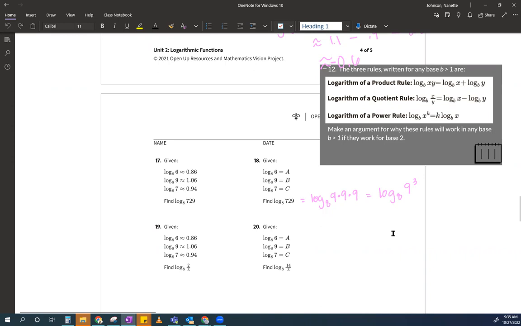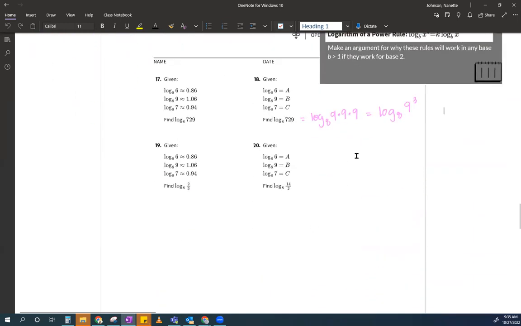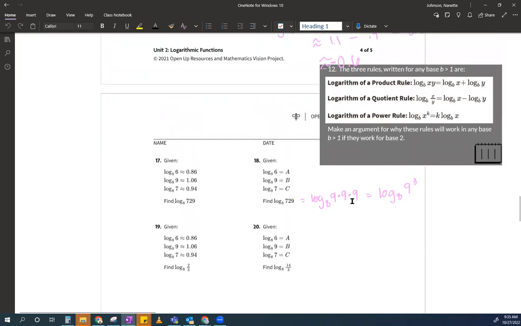Okay. So 13, we used the quotient rule. And 16, we used both the quotient rule and the product rule. Very good. All right, let's do this one. So if you wrote this out using the product rule, it would be log base 8 of 9 plus log base 8 of 9 plus log base 8 of 9, right? I'm trying to do this so that you can see that no matter which way you do this, you still get the same thing.